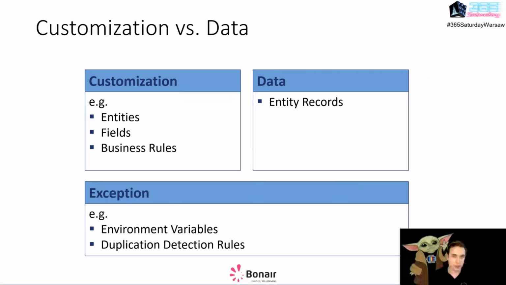But there are exceptions to that. For example, environment variables or duplicate detection rules. Those are basically just data records, but they can be added to a solution as well, like customizations, which makes it easier to deploy those, because, as mentioned, they can be part of your ALM. Data could be part of your ALM as well, but it's more complex.